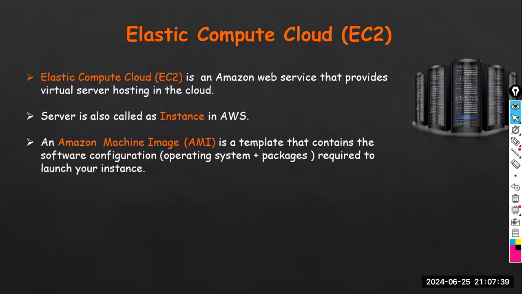Amazon Machine Image. What is an Amazon Machine Image? It is a template which contains software configuration, nothing but the operating system with some default packages, which is required to launch an instance. An Amazon Machine Image is operating system plus some default packages. In the Amazon Machine Image template, along with the operating system, some default packages also come.